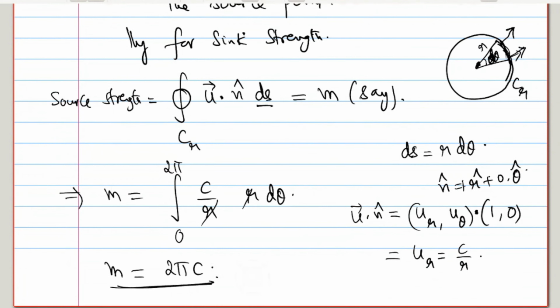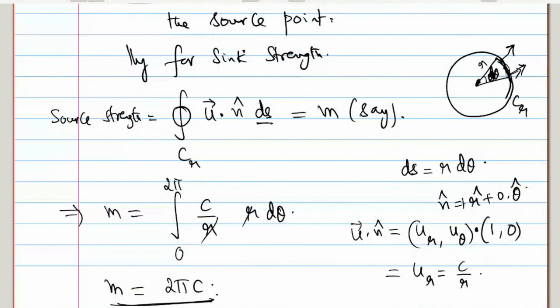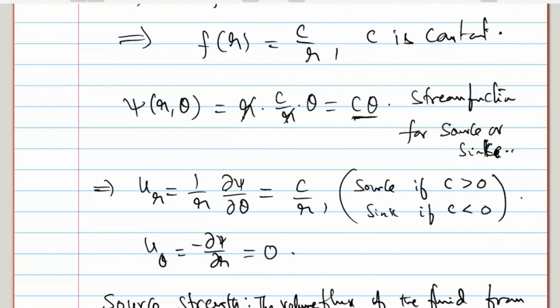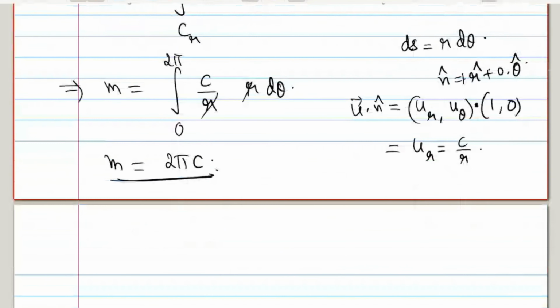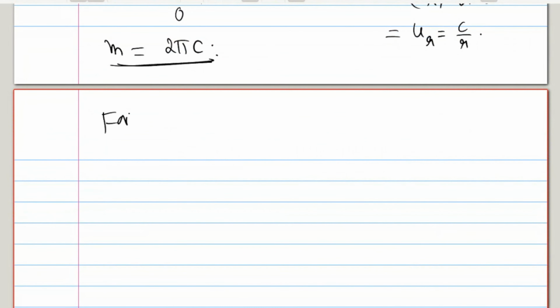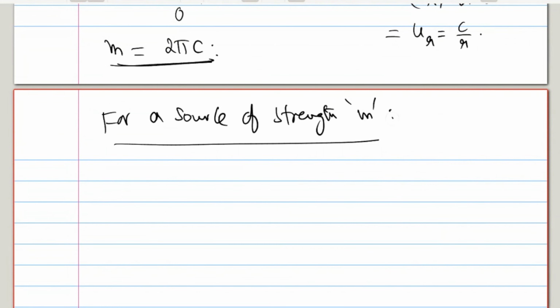So in an indirect way, if you are giving some source strength, M is your strength. Okay, then what is your stream function and the velocity? Let me write it and we'll close it. For a source of strength, let us say M is given. Source of given strength M.